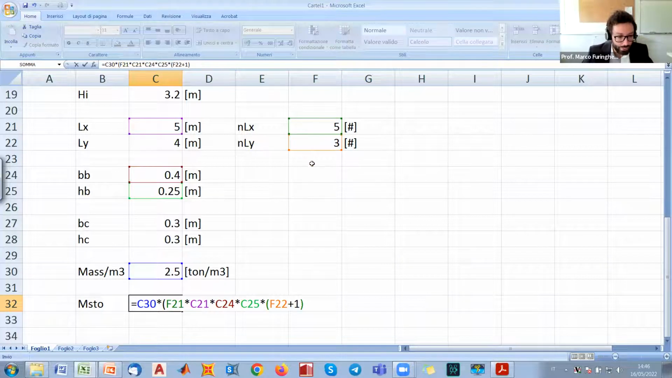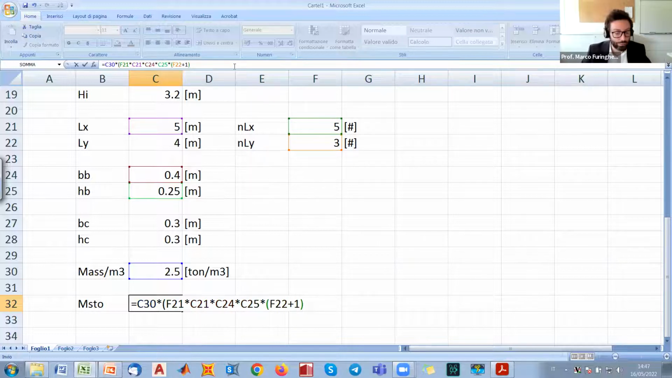Okay, because in this way we have mass per unit volume. It is just before all the computations, because we have reinforced concrete for all the elements. Then times the number of spans along the X for a single beam, times the span length, times the sizes of the section, times the number of beams along the X. This means it is the number of spans along the Y plus 1.